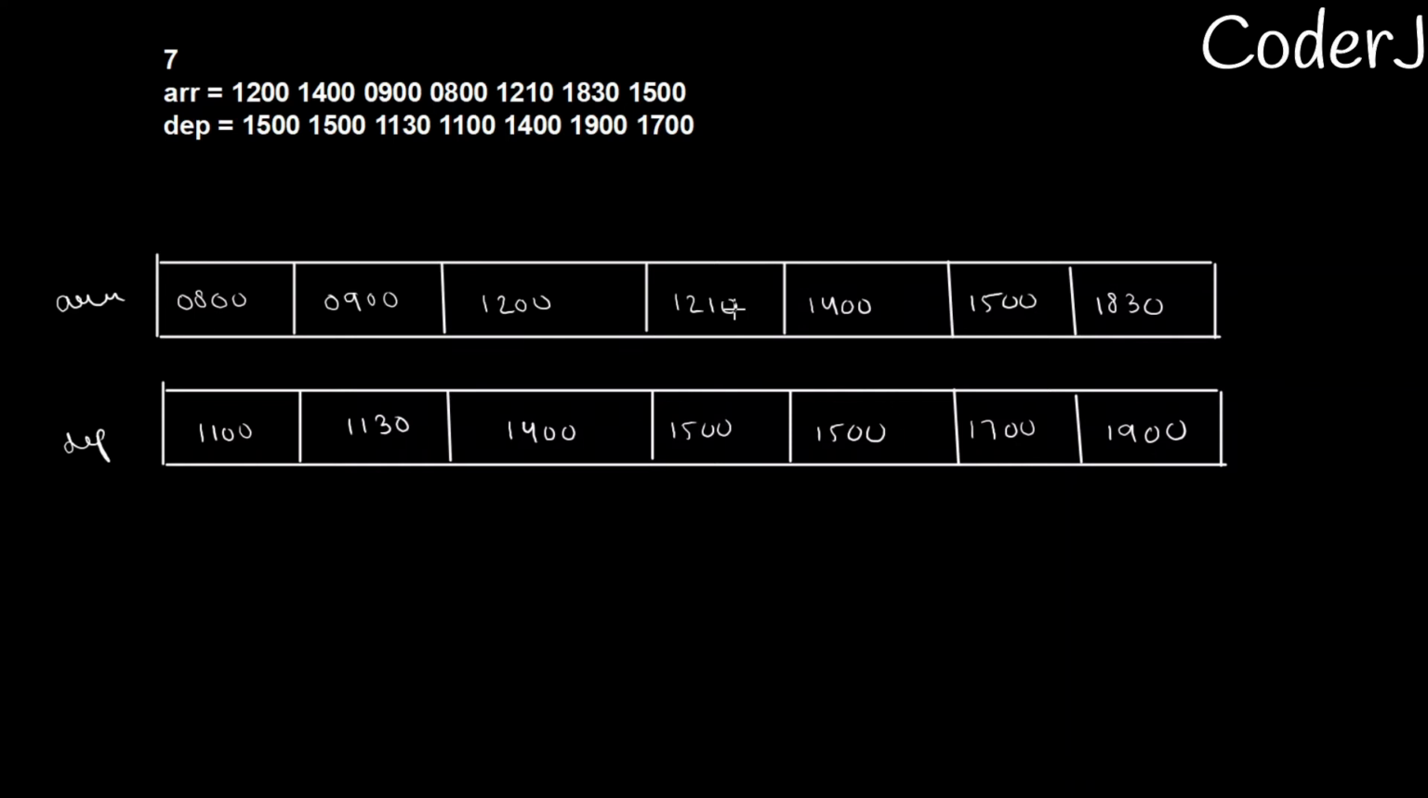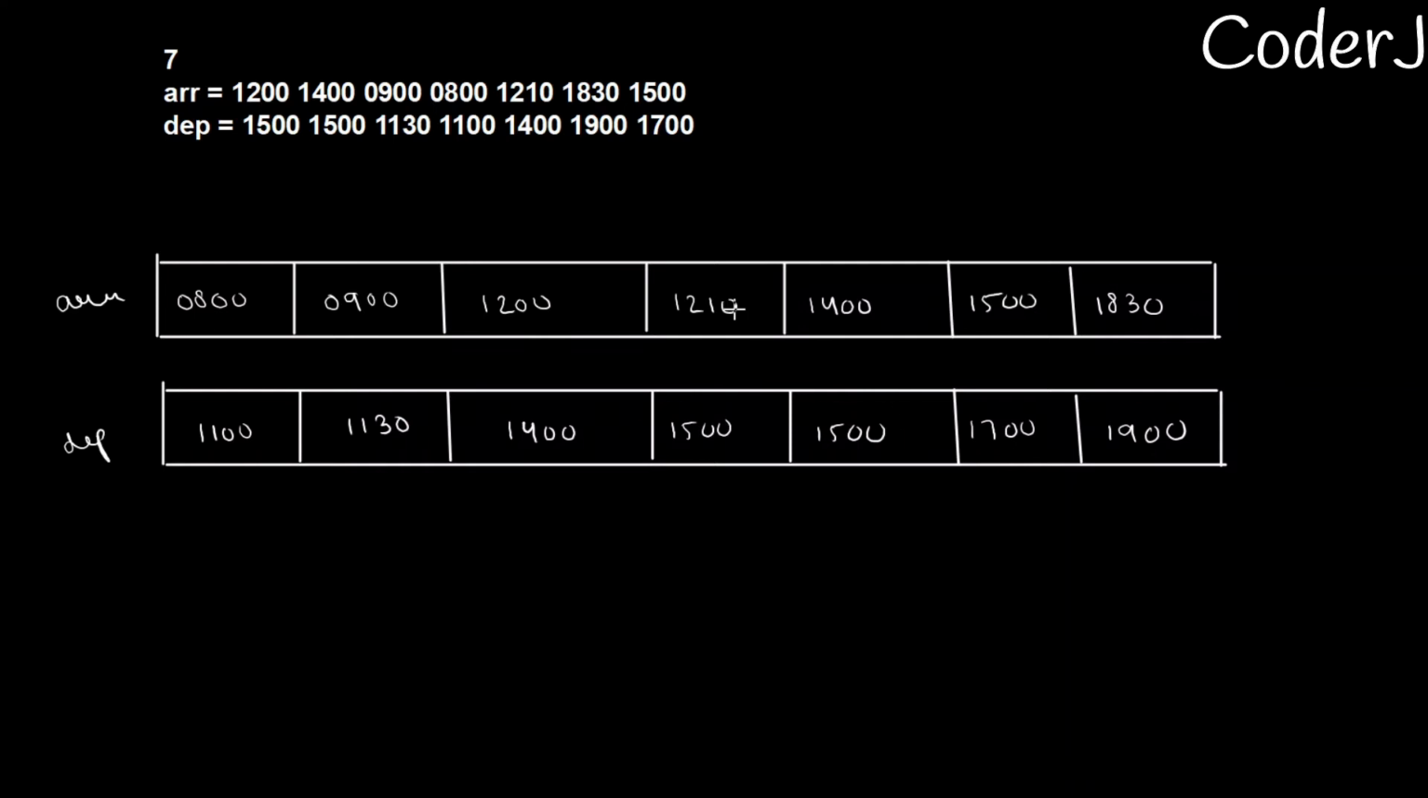But it would have mattered if the question was a bit different, if it was asking us to give the exact order and the platform which each train has occupied, but that is not what they're asking. They simply want us to tell them how many minimum platforms are required. And in order to find that out, there's only one question that you need to solve.